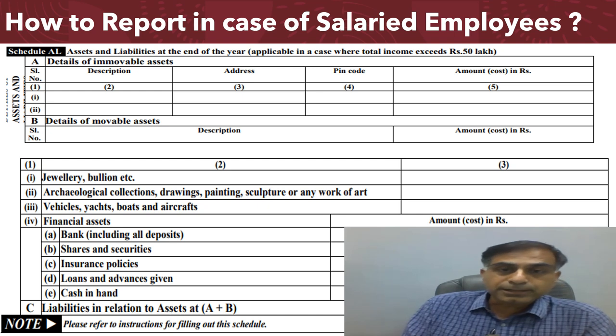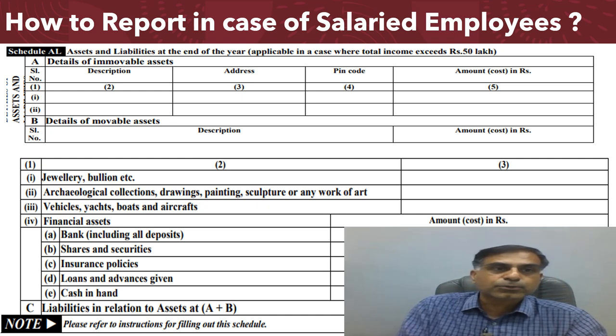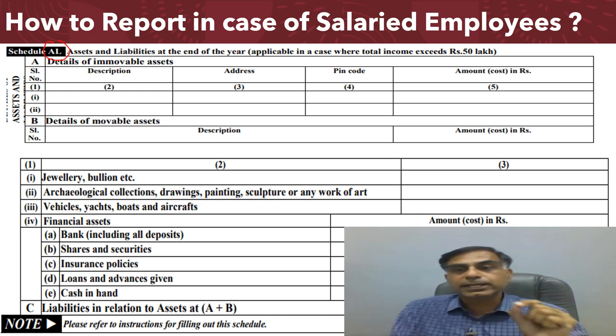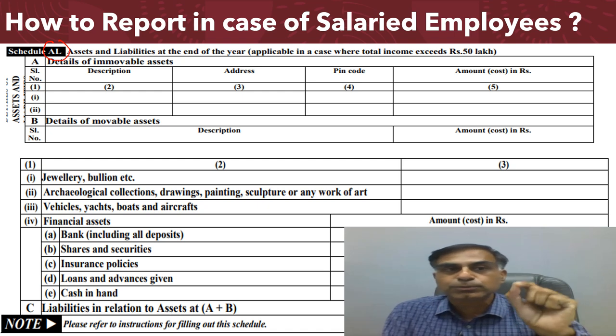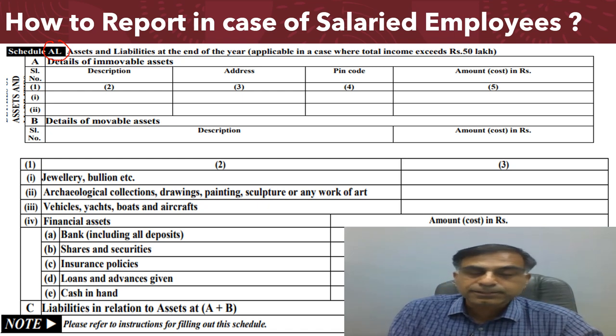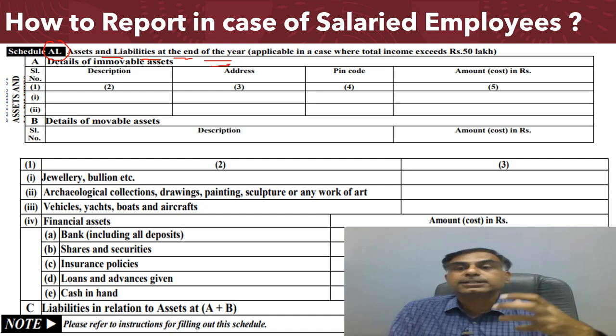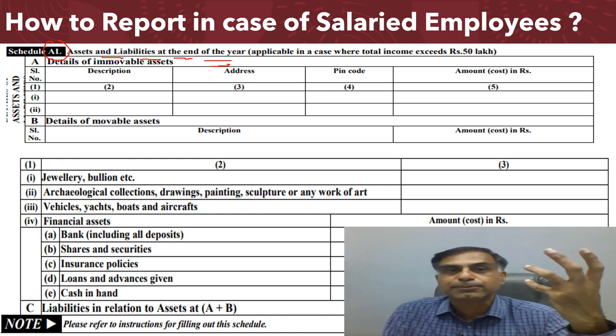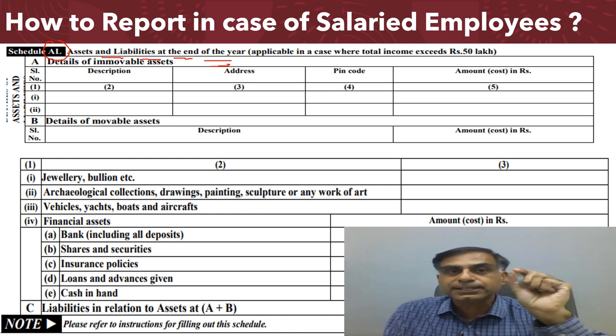But if your total income exceeds rupees 50 lakh, then how are you going to report? Then this Schedule AL which is given in ITR 2 is to be filled up. And please understand the terminology used here is assets and liabilities at the end of the year. Which assets and liabilities? Your personal assets and liabilities at the end of the year.